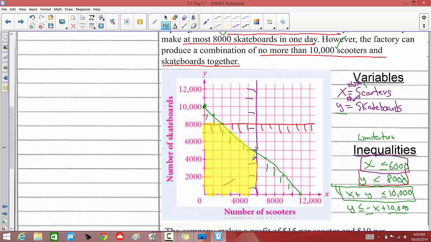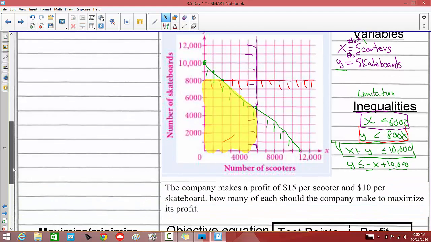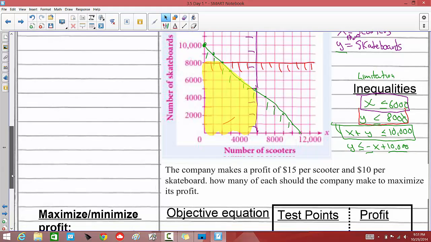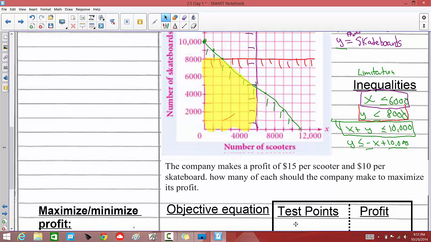So right now we just put together our feasible region of what this company can produce. We haven't even gotten to the linear programming part. Let's take a look, there's another part to this that gets to that. Okay, so the next question is: the company makes a profit of $15 per scooter and $10 per skateboard. How many of each should the company make to maximize its profit? So that's the question now, knowing there's $15 per scooter and $10 per skateboard.